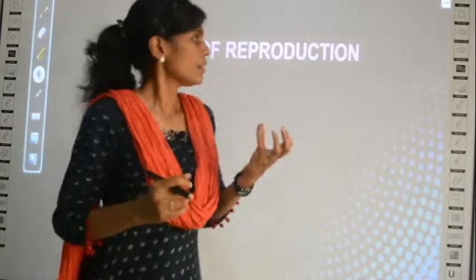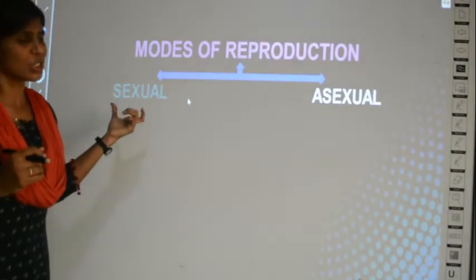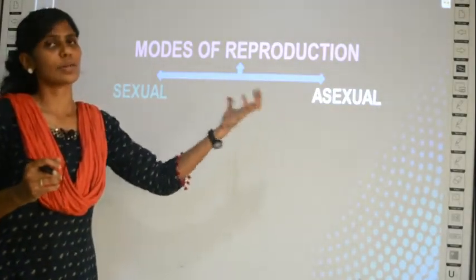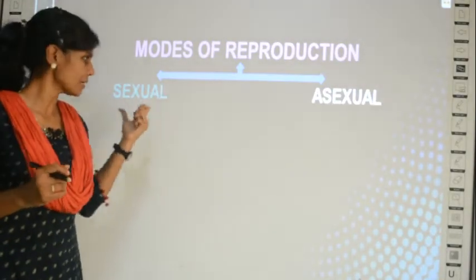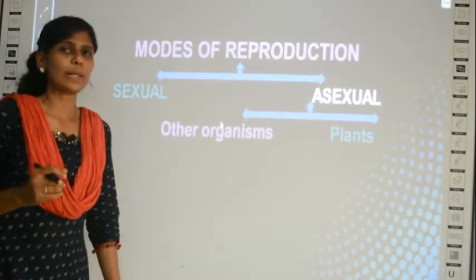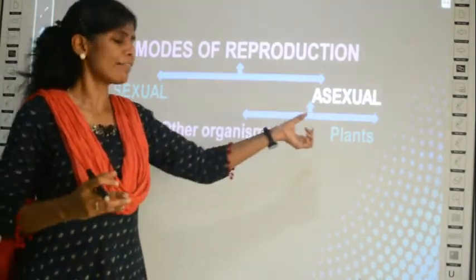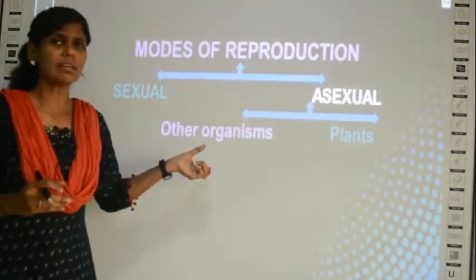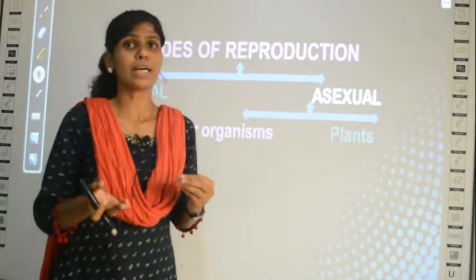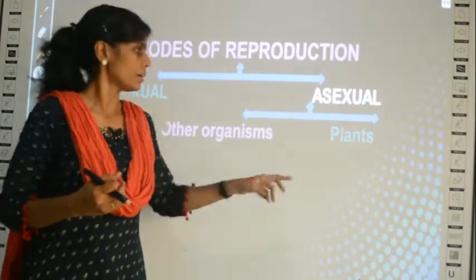Then there are some modes of reproduction, which are sexual or asexual. So any organism can reproduce either sexually or asexually, and in this lesson we are going to learn about asexual reproduction in plants. Apart from plants, there are also other organisms which are neither plants nor animals, and about their reproduction also we are going to revise.